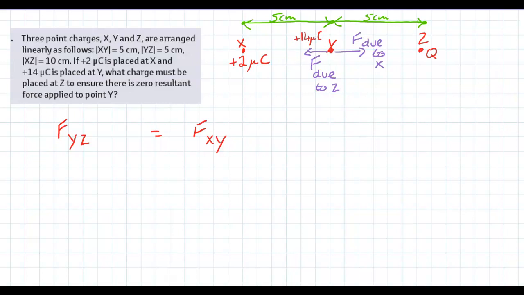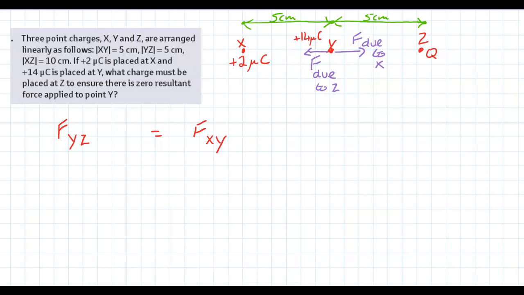So we're going to go through what happens when you have three charges lined up in a row. In the scenario that we have here, this is a question from the Fusion textbook. It's the very last question in the static, or the Coulomb's law, section. You have three charges, X, Y, and Z, and they're in a line, collinear. You're given the distance between them. It happens that it's 5 and 5.